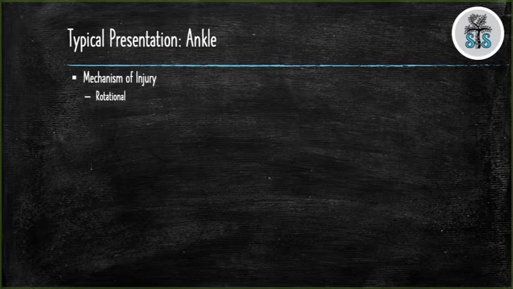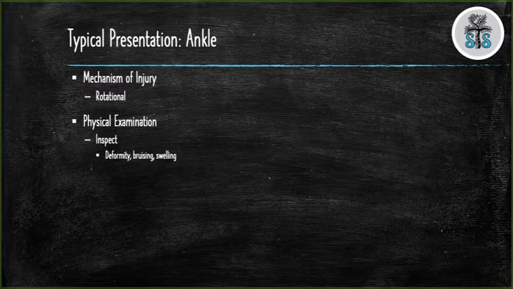Now let's discuss the typical presentation for someone who sustains an ankle fracture. Ankle fractures are caused by rotational type injuries. Patients will state that they twisted their ankle or they fell on their ankle. During your physical exam, you will inspect the ankle to look for any deformity, bruising, or swelling. You must evaluate the skin integrity to confirm that the fracture is not open.